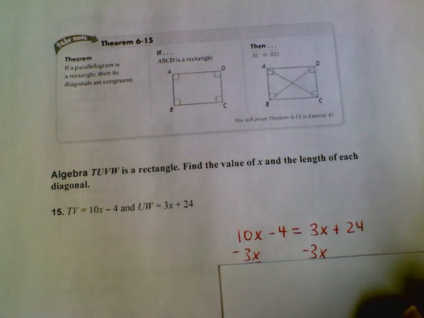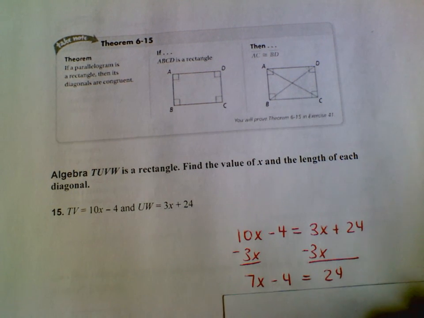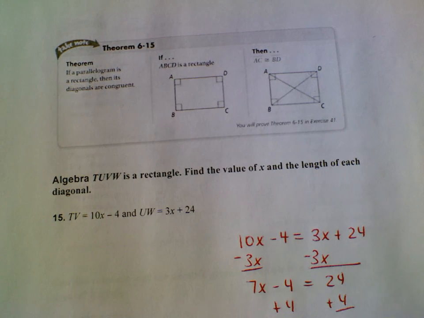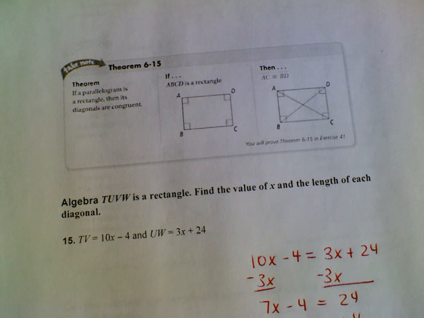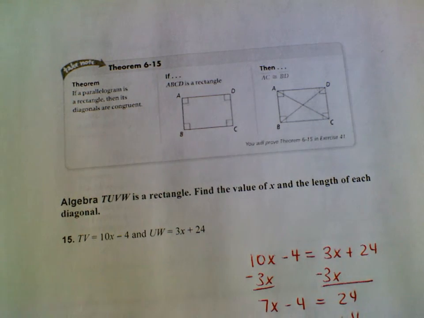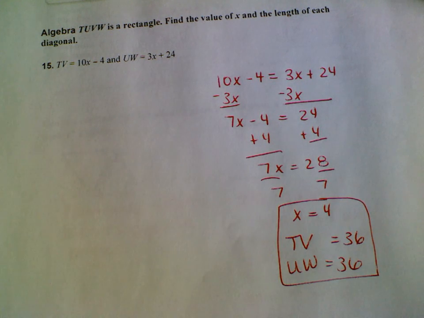So my first step would be subtracting 3x. So I would get 7x minus 4 equaling 24. Add 4 to both sides, so I would get 7x equaling 28. Divide by 7, so my answer would be x equals 4. Now pay attention because it's asking me to find the length of each diagonal as well. So you want to plug 4 back in, and then you end up getting 36 for both of those diagonals.